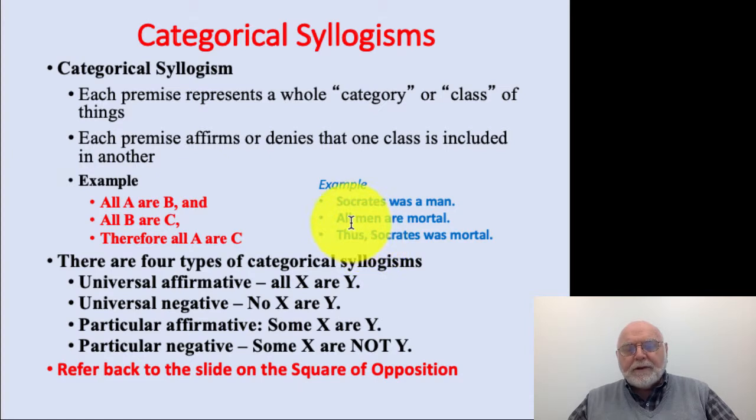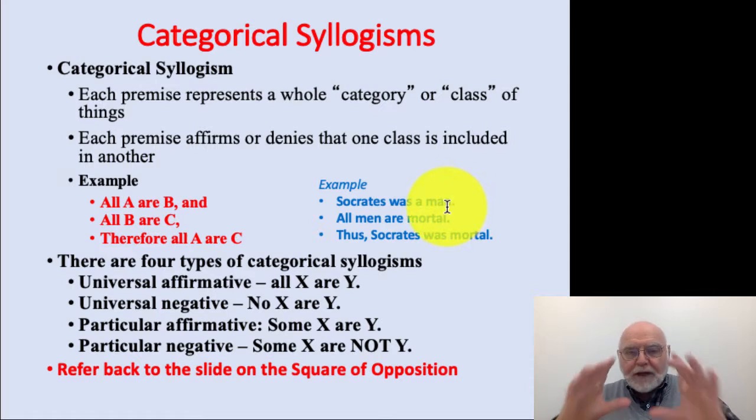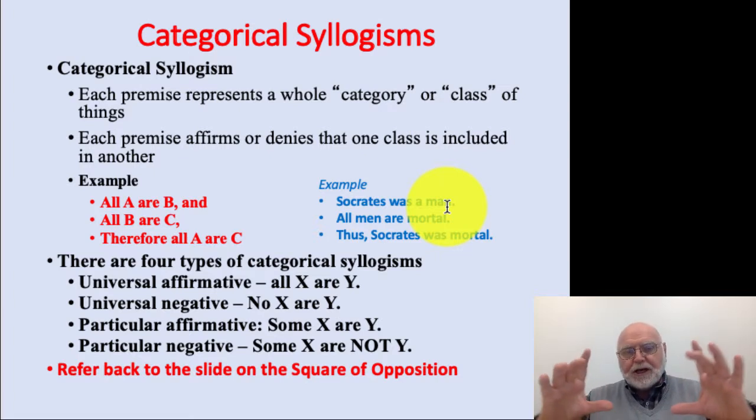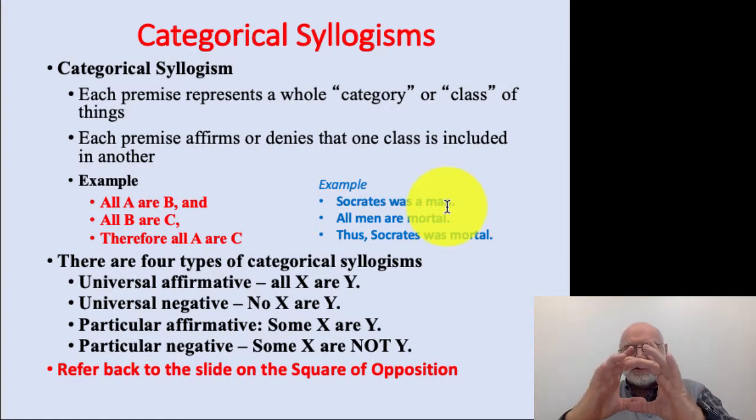For example, I'm not using all with the first statement. Socrates was a man. But that is a universal statement because there's only one such person. It is a complete categorical category. And categorical syllogism is about enclosing everything within a circle. All men or Socrates. Only one person. And we can say with certainty that he was a man.